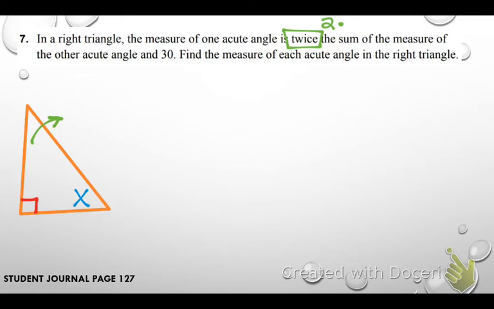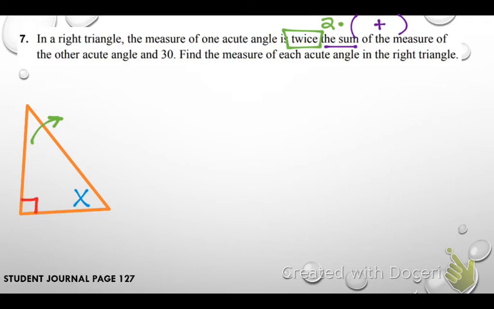So 2 times. And then it says the sum. Can someone give me the exact definition of the word sum? Kennedy? The answer to an addition problem. So not just adding, but the answer to an addition problem. So you're actually going to put parentheses and a plus sign. Because you're going to want to multiply what's added together. So what are we doing the sum of?